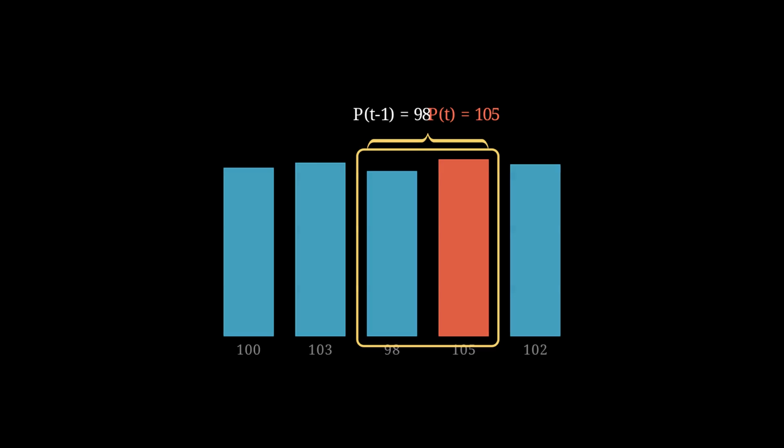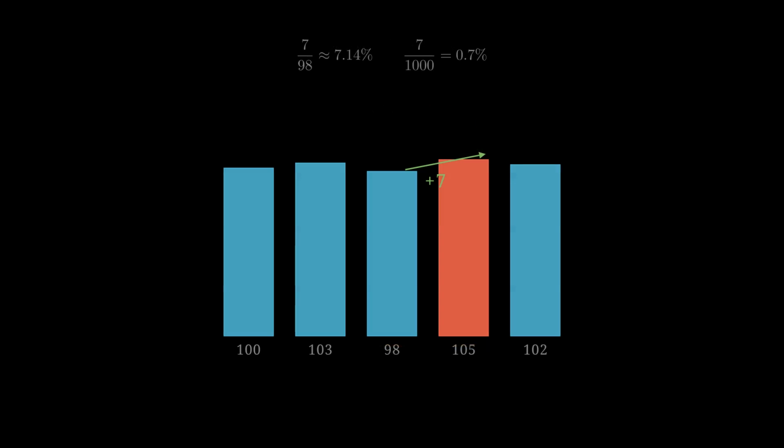A return measures how much your investment grew or shrank over one period. Here we only care about the move from 98 to 105. The price moves from 98 to 105, so the raw change is 7. Now the key question is, 7 relative to what base? The answer is the starting price, 98, because return is a percentage of where you began.